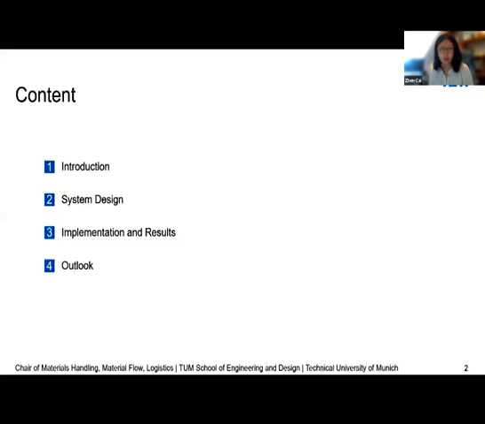Firstly, I want to give an overview of the content today. I will first make a short introduction of the background information of this case study, and then give an overview of the system design of the whole application. After that, I will introduce the implementation and its results. And in the end, I will give a short summary of this case study and also the outlook of the work.